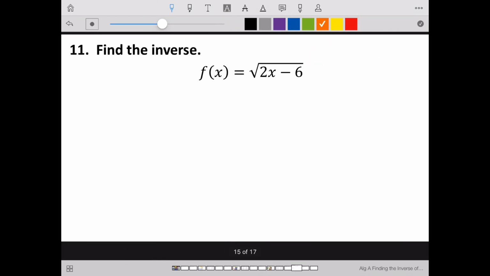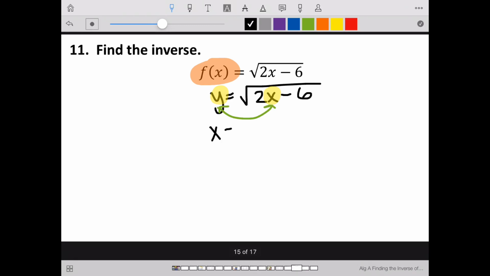Number 11. Hopefully you remember f of x is the same as a y. And so now if I have my x and my y and I want to switch their spots, this equation would become x equals the square root of 2y minus 6.